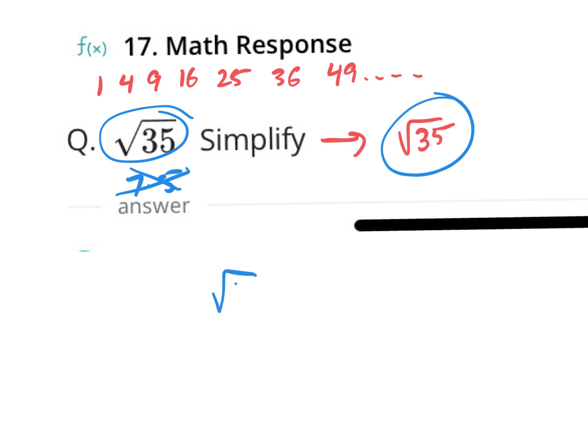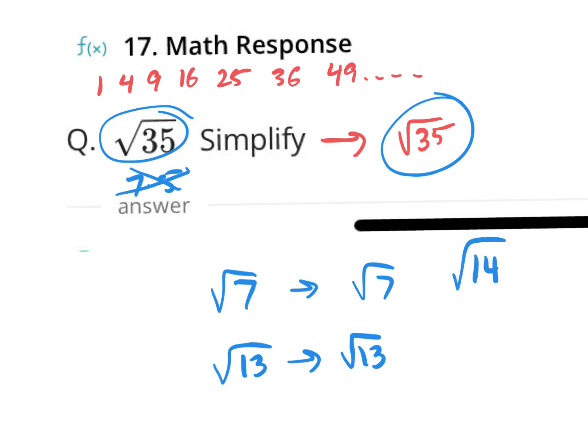Likewise, if I were to say, what's the square root of 7? Simplify square root of 7. That is the square root of 7. If I say simplify the square root of 13, well, that's the square root of 13, right? If I were to say simplify the square root of 14, yeah, you could rewrite that as 2 times 7, but 2 is not a perfect square, 7 is not a perfect square, so you would just leave it as the square root of 14. I hope this makes sense. Let's move on.